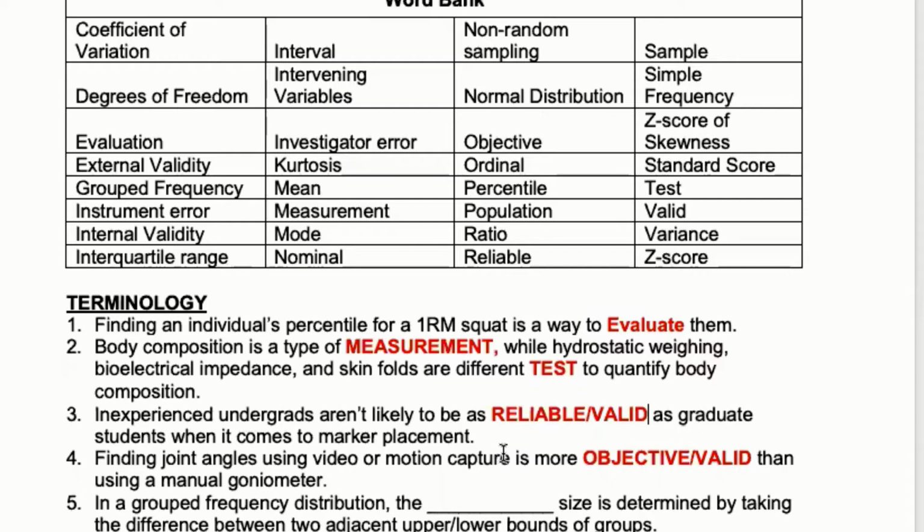Because investigator error could be due to bias, right? If you misread the goniometer, if you're inexperienced, like our previous example, and you didn't measure it correctly. So the way that the example is ordered, the reason why we have a motion capture is more objective or more valid than a manual goniometer is likely due to the fact that there is a possibility of investigator error, but investigator error makes the measurement less objective or less valid, if that makes sense.